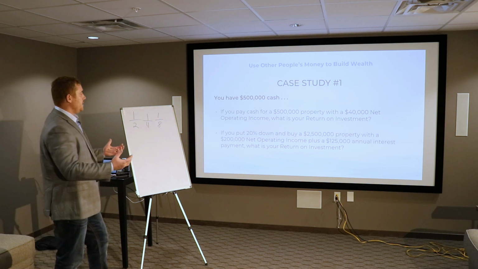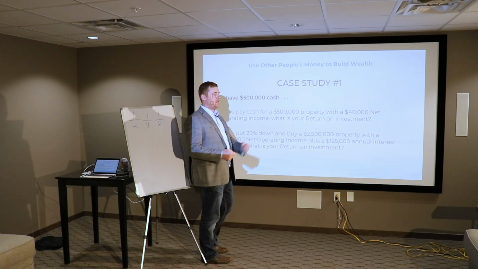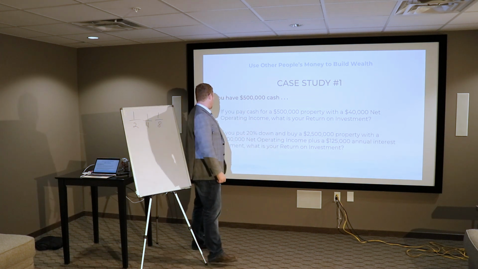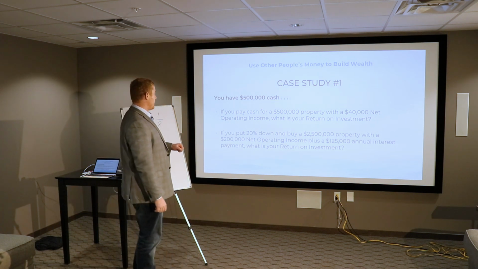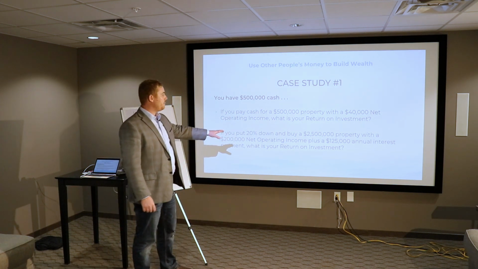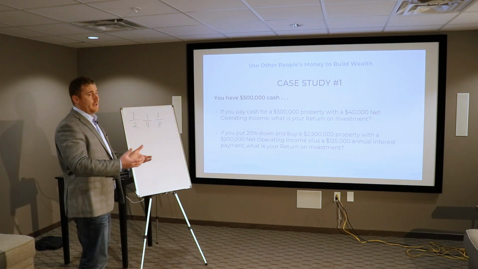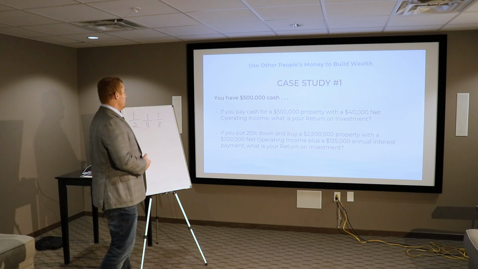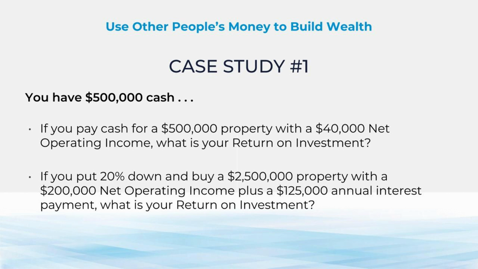We're going to take that same $500,000 in cash, okay, and we're going to look at it two different ways. This is the whole idea of cash versus leverage, cash versus a loan. So now we're going to take that same $500,000 in cash, and we're going to use it for a 20% down payment and buy $2.5 million in property. And that's what you could do, right? You can buy 5 times the property at 20% down. And that property has a $200,000 net operating income, which makes sense.